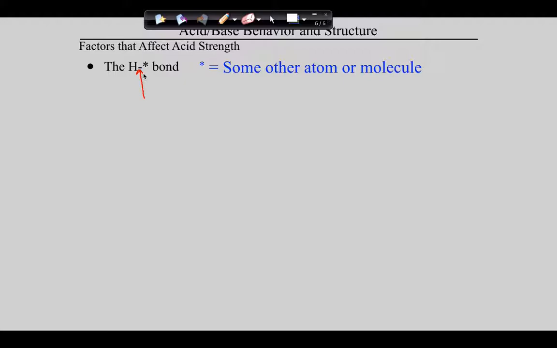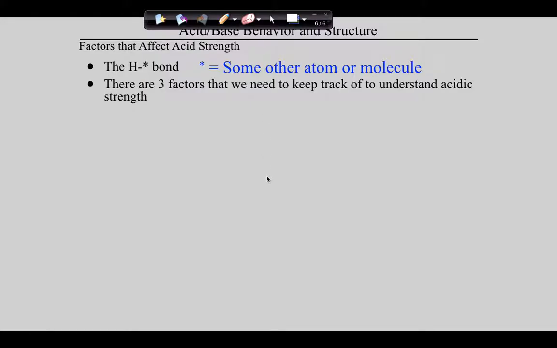So guys, what you're going to find out is that the likelihood that that bond breaks and the likelihood that that bond reforms determines whether this molecule will be an acid, strong acid, or a weak acid, or an alcohol. So what we're doing is focusing on that bond, but what we're really doing is talking about how well that bond breaks. And guys, there are 3 factors that we need to keep track of in order to figure out how that bond behaves.